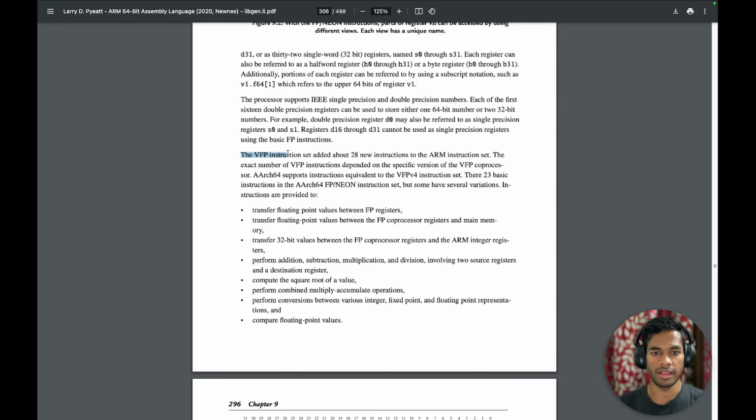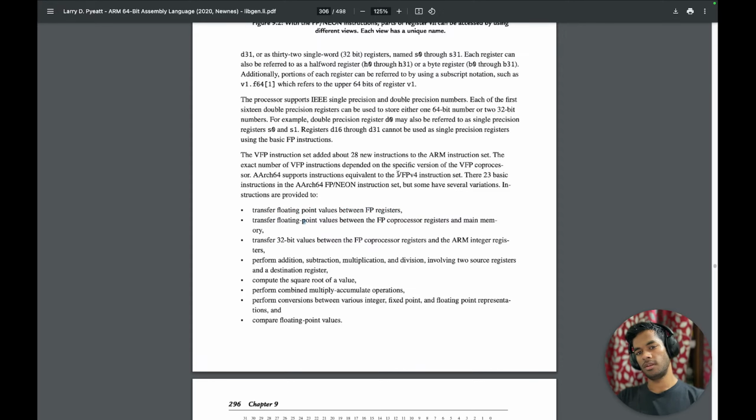The vector floating point instruction set added about 28 new instructions to the ARM instruction set. The exact number of VFP instructions depends on the specific version of the VFP cores. AArch64 supports instructions equivalent to the VFPv4 instruction set. There are 23 basic instructions in the AArch64 FP Neon instruction set, but some have several variations, and instructions are provided to transfer floating point values between FP registers.